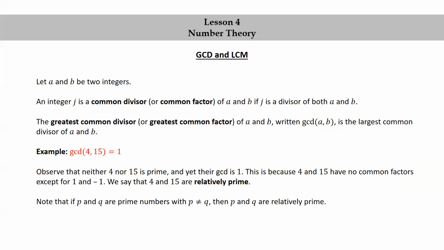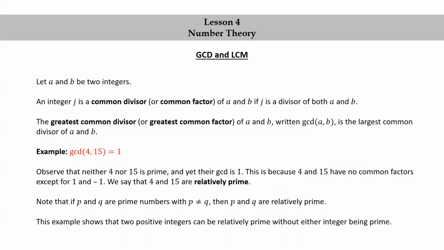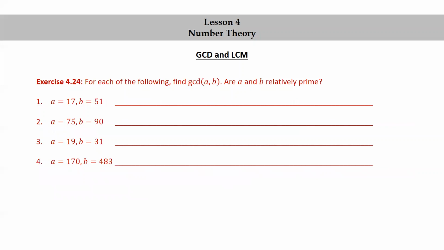Note that if P and Q are prime numbers with P not equal to Q, then P and Q are relatively prime. This example shows that two positive integers can be relatively prime without either integer being prime. Let's try an exercise. For each of the following, find GCD(A, B). Are A and B relatively prime? Now's a good time to pause the video, try this exercise yourself, and then resume the video to check your answers with mine.